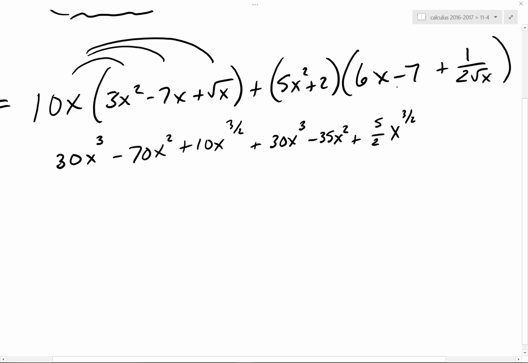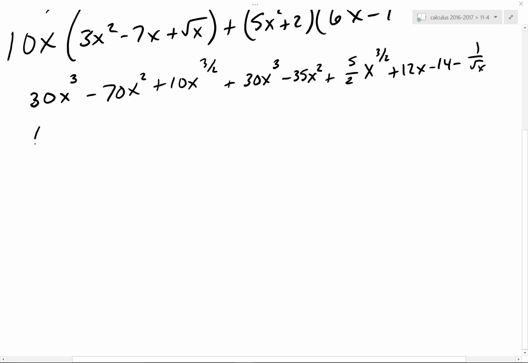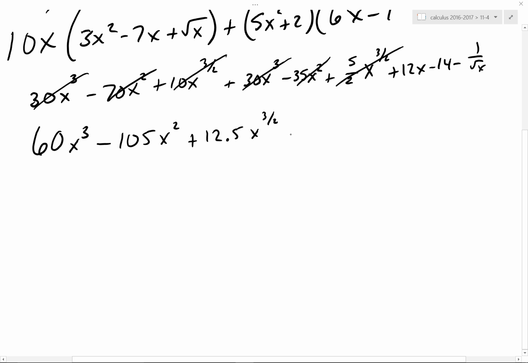Right? And then if I do 2 times that plus 12x minus 14 minus, and you could write it in a number of ways, but it's going to be just 1 over the square root of x, I guess. Probably the easiest way to write it. I don't care. So that's going to be 60x cubed negative 105x squared plus 12.5 x to the 3/2 plus 12x minus 14 minus 1 over the square root of x. Ta-da!